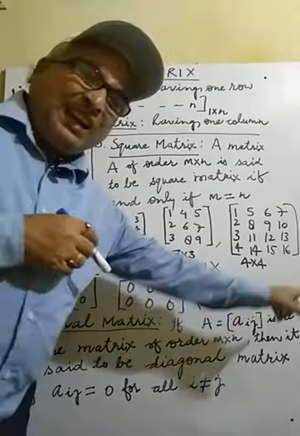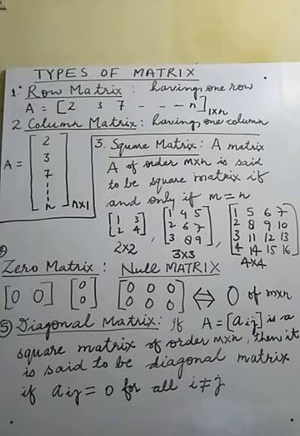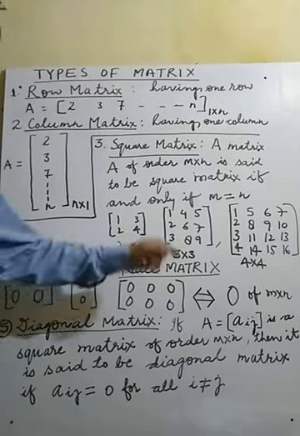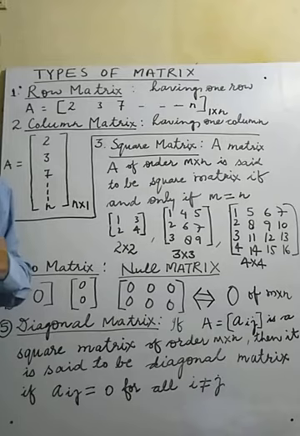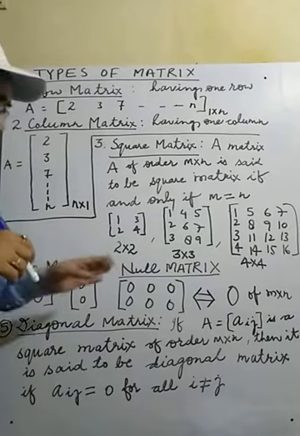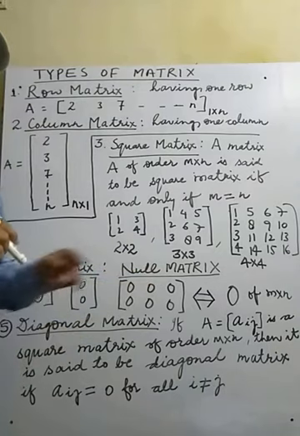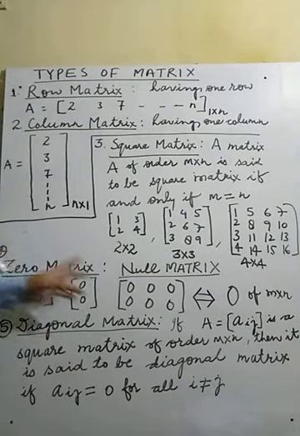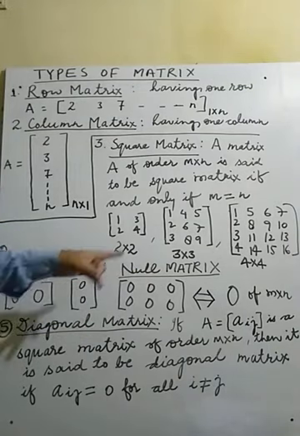I think you may understand this. This one is square, this one is zero. A zero matrix is also called a null matrix. Null means nothing is there except 0. No element other than 0 is there. Therefore this is called either a zero matrix or a null matrix.